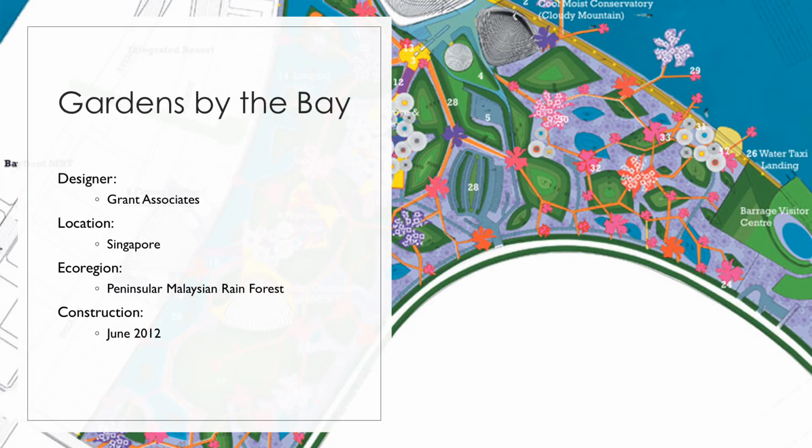My next example is Gardens by the Bay. It was designed by Grant Associates and it's located in Singapore, in the peninsular Malaysian rainforest ecoregion. It was constructed in June of 2012.